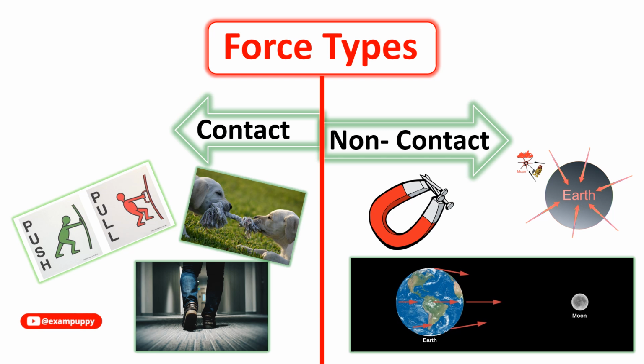Also, Earth and Moon are thousands of miles apart, but still the Moon is revolving around Earth. That is because of the gravitational force that Earth exerts on the Moon. That is an example of a non-contact force.